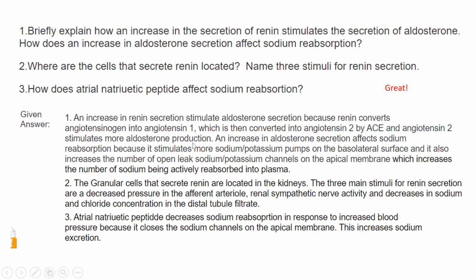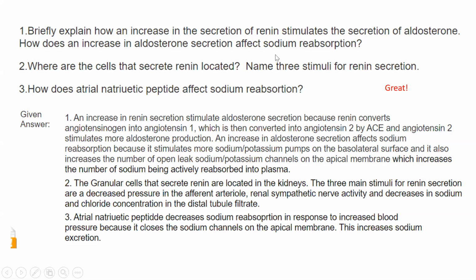So you could have put the renal cortex here, which I guess doesn't make or break this answer, right? But we could have put more detail here. An increase in aldosterone secretion affects sodium reabsorption because it stimulates more sodium-potassium pumps on the basolateral surface, and it also increases the number of open leak sodium and potassium channels on the apical membrane, which increases the amount of sodium being actively absorbed into the plasma. So that is correct, right? The 2 things we talked about that aldosterone does: more sodium-potassium pumps on the basolateral surface, more leak channels on the apical surface, which facilitates more movement of sodium and also potassium, right? But this was only asking about sodium.